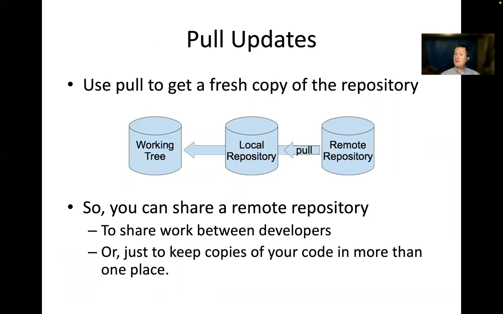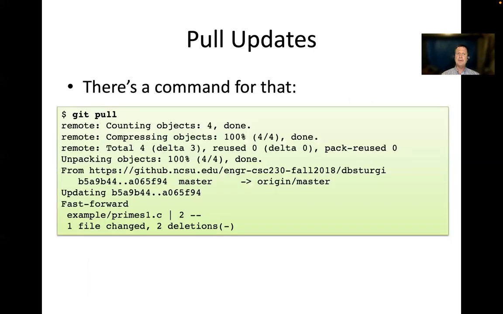If changes get made to your repo from somewhere else and you want to pull those down, the pull command copies changes the other way. It copies changes from a remote repo down to your local repo. So this would make sense. This would be something you'd want to do if you were working from multiple copies of your repo.